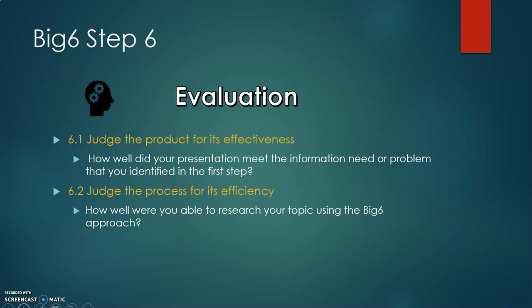Step 6 of the Big 6 process is to then evaluate the process. And I think this is the point that really sets the Big 6 apart from other research models, is you are judging both the product that you have created for how effectively it's helping to share your need, and you're also judging the process itself. So you're asking yourself, how well did your presentation meet the information need or problem that you identified in the first step? And then you're also evaluating the process that you went on during this course of your research. How well were you able to research your topic using the Big 6 approach?